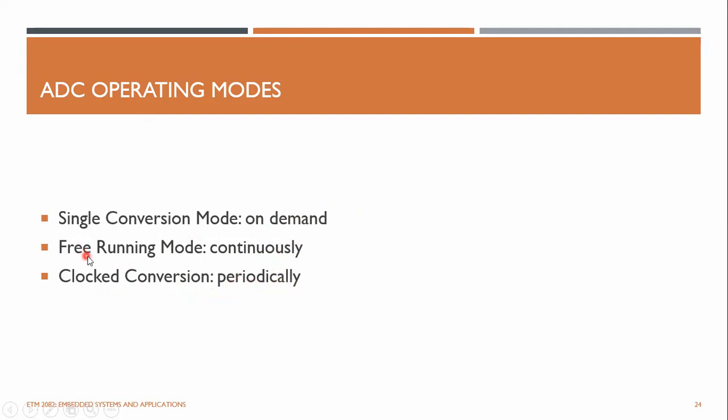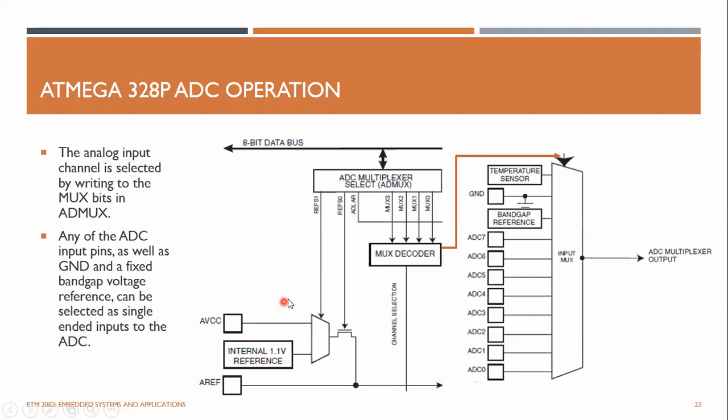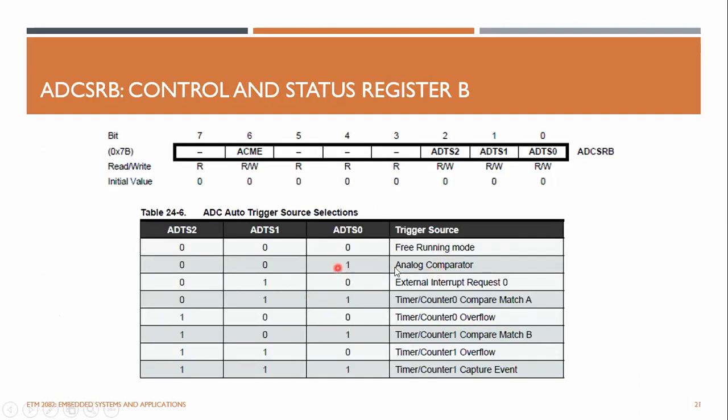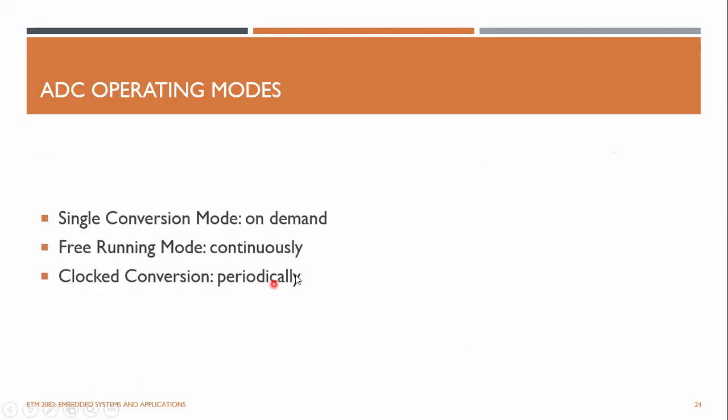So by defining this auto trigger mode, you can start any conversion based on a change in the analog comparator, or an external interrupt, or a timer counter. These things I haven't taught you yet, right? From any external source, you can give a command to the ADC to start the conversion, right?